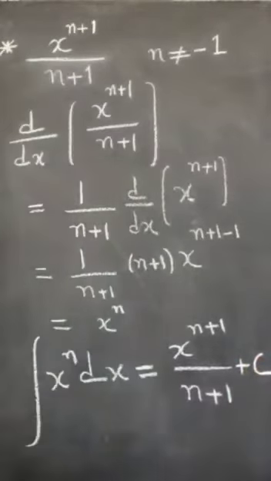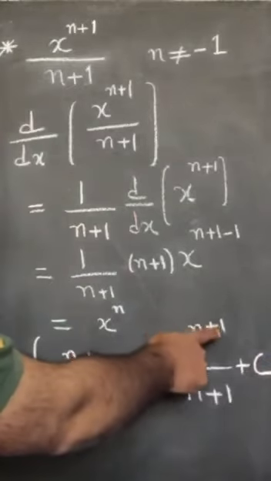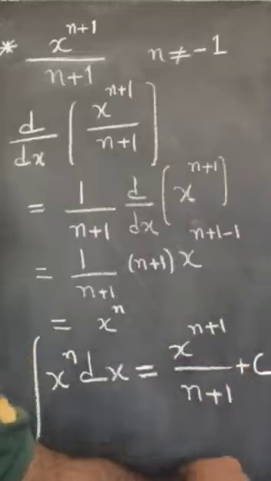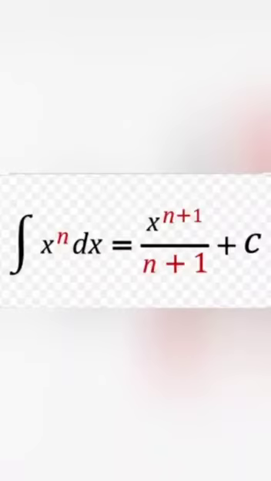Now that is the result. Thus we can write integration of x raised to the power n is equal to x raised to the power n plus 1 divided by n plus 1 plus integration constant c, where n is not equal to minus 1. Now let us take some examples based on this result.